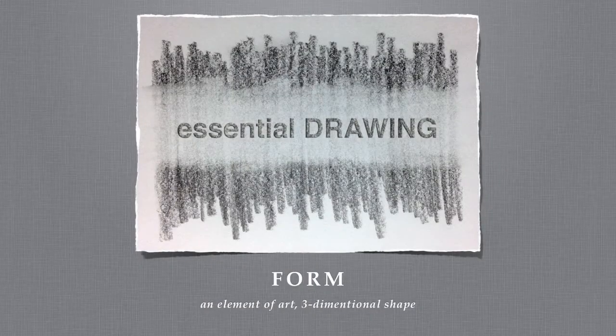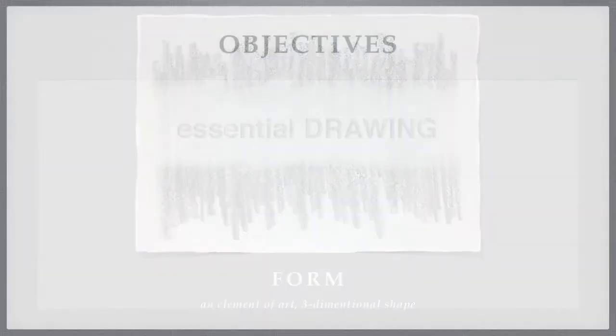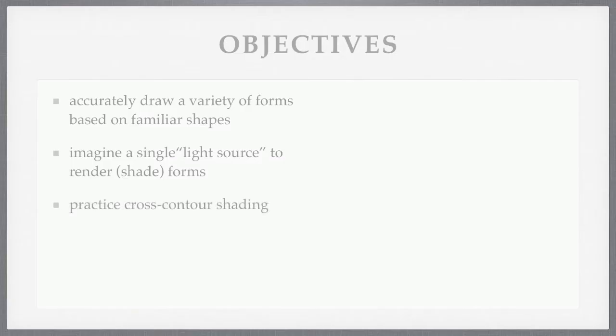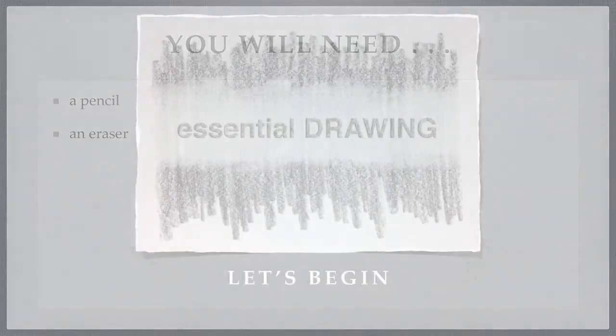Welcome to Essential Drawing. Form, an element of art. A three-dimensional shape. Objectives for this lesson include accurately drawing a variety of forms based on familiar shapes, imagining a single light source to render form, and to practice cross-contour shading. For this lesson you will need a pencil and an eraser. Let's begin.